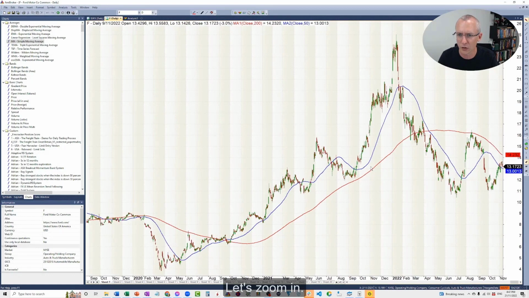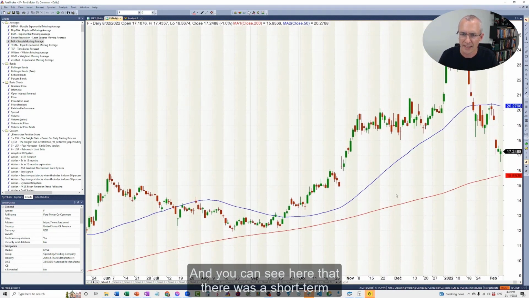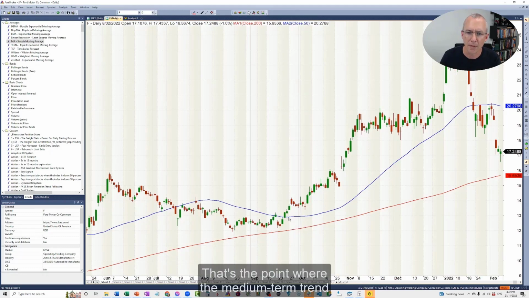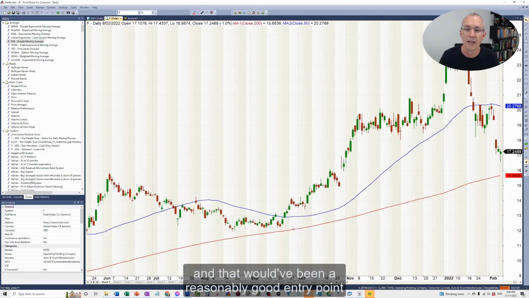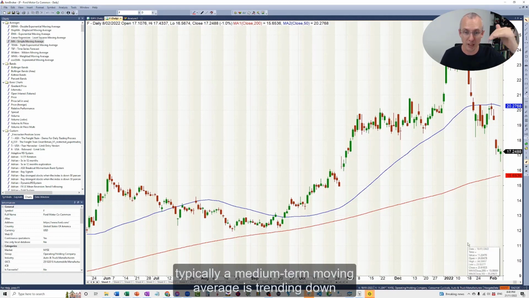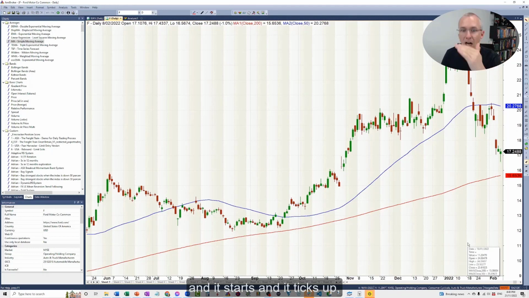Let's zoom in. You can see here that there was a short-term, or medium-term, downtrend. And then at some point in here, the moving average ticked up and started moving up. That's the point where the medium-term trend turned bullish again, and that would have been a reasonably good entry point into this trend. So when the moving average, typically a medium-term moving average, is trending down and it ticks up, that's a point where you might want to buy.